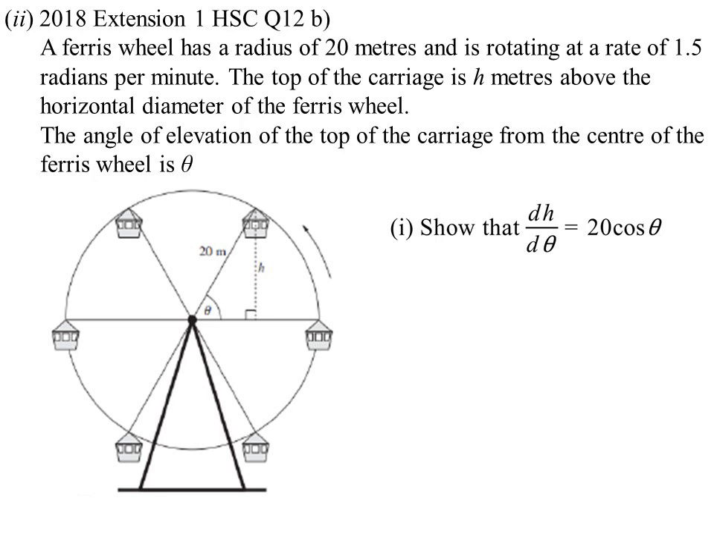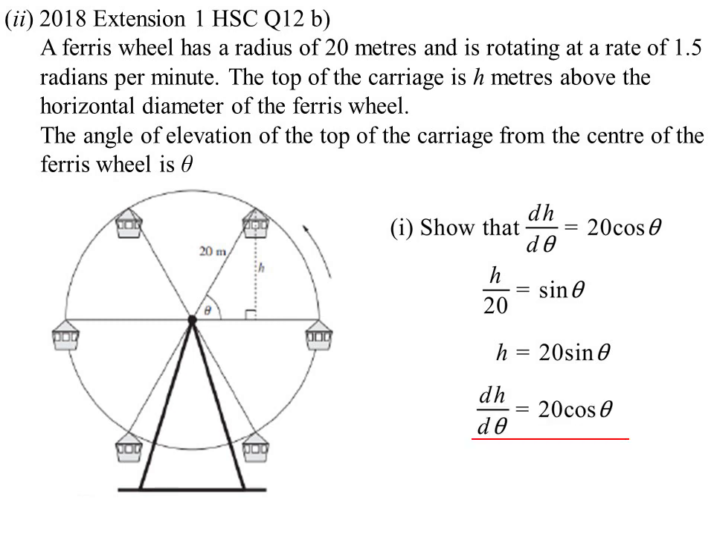First thing I want us to do is to show simply that dh/dtheta is 20 cos theta. So we need to get a relationship between h and theta, which, well, we've got a triangle here. We can see h over 20 is the sine of theta. So h is 20 sine theta, differentiate that, 20 cos theta. Okay, so we've got the first bit.